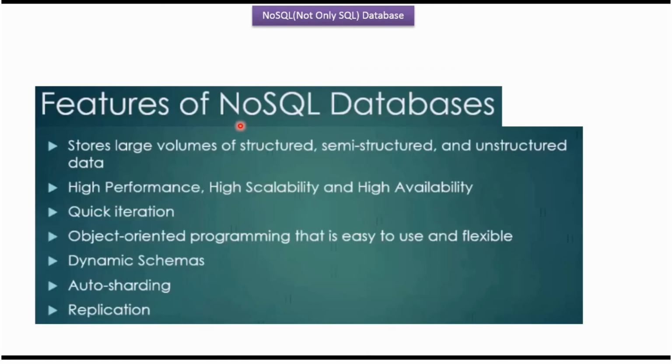Here you can see the features of NoSQL databases. NoSQL databases store large volumes of structured, semi-structured and unstructured data. NoSQL database provides high performance, high scalability and high availability. It provides quick iteration, and it supports object-oriented programming, so it is easy to use and flexible. It supports dynamic schemas, auto sharding and replication, which makes them easy to scale out and easy to maintain, and it is fail proof.